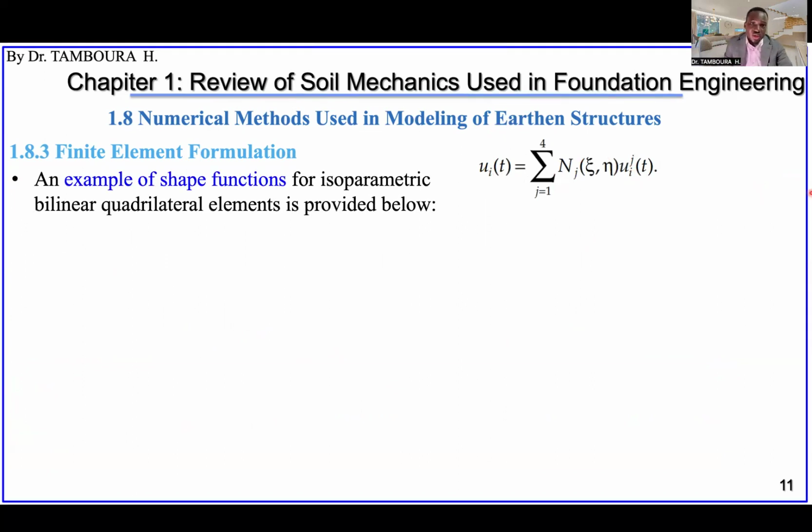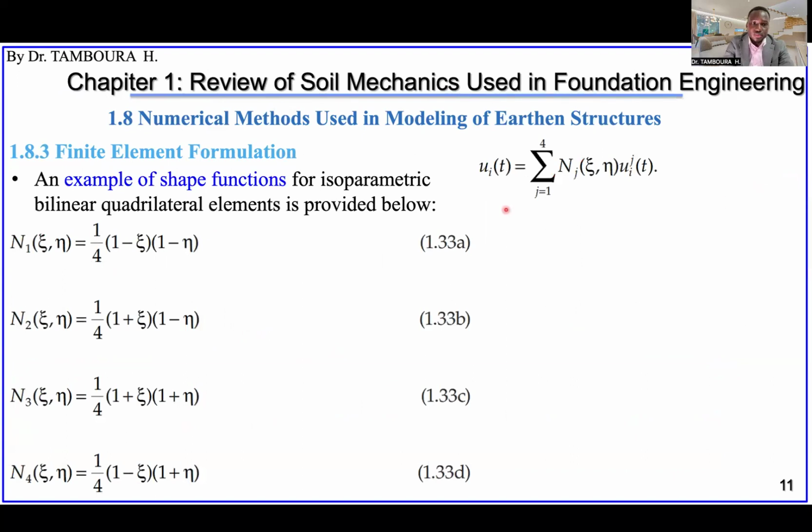We have an example here of this shape function. Okay, the N here, Nj, J is 1, J is 2, J is 3, J is 4. Okay, this is just an example using the isoparametric bilinear quadrilateral element.